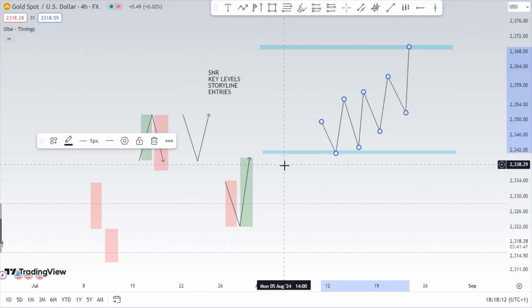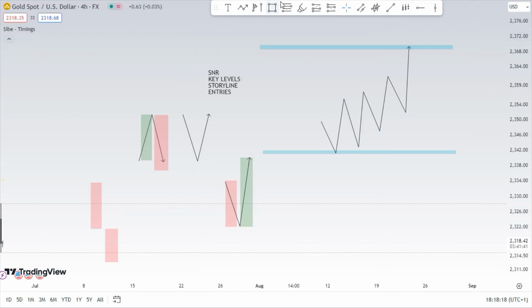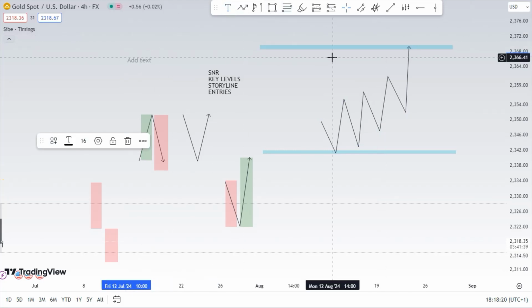But before that, let me remind you again. What are we looking for that gives us the level? So the key level, let me type it here. Key level is given by the closing price of the first candle.